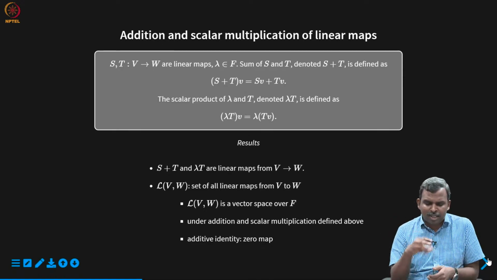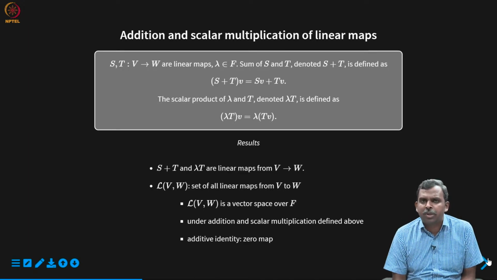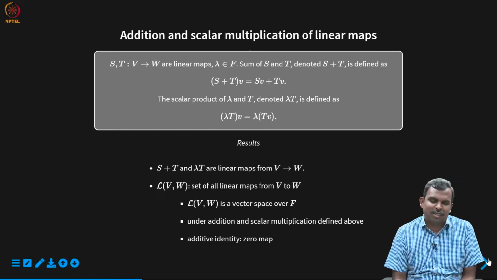There are some very simple results. First of all, S plus T and lambda T are valid linear maps from V to W. You can take it as an exercise and prove it. It's very easy to prove.